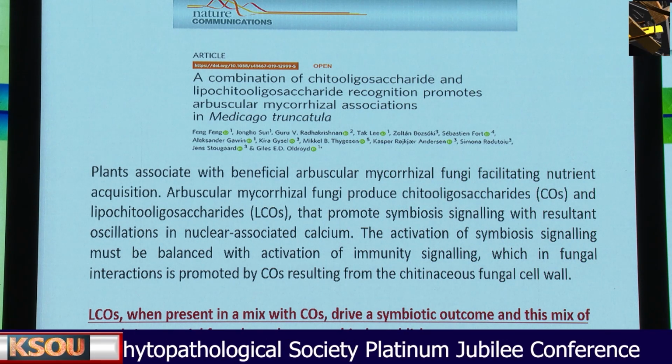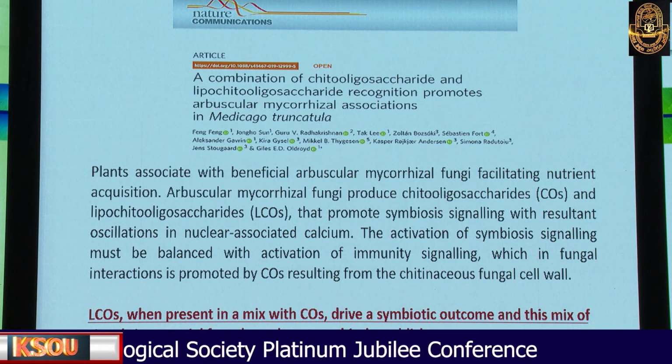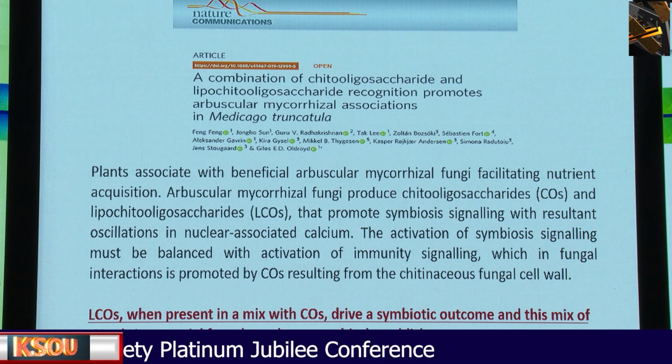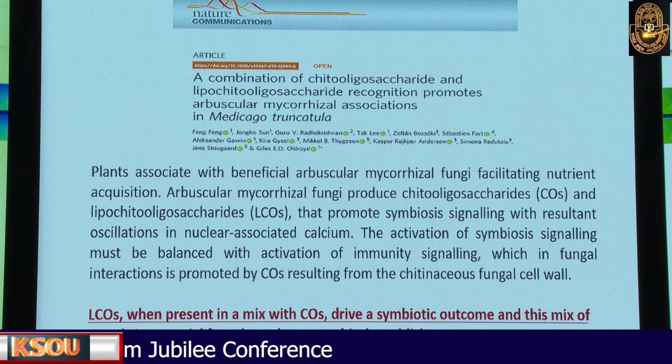I just wanted to bring back the original concept that I introduced. A combination of chito-oligosaccharide and lipo-chito-oligosaccharide recognition promotes arbuscular mycorrhizal association. When both of them are there, there is still a symbiotic pathway. How is that happening?